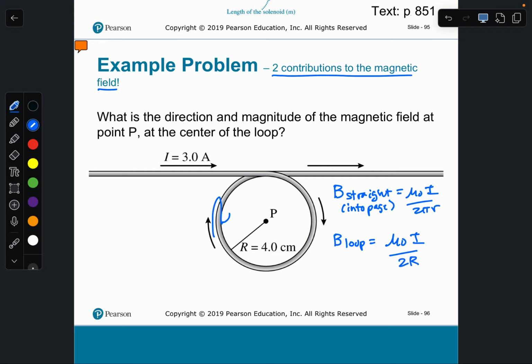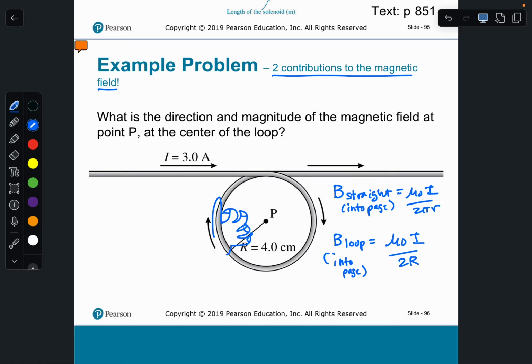See if I can draw that. There's my weird fingers. They're like witches' talons. So also into the page. So I'm going to add these 2 up together. They're not going to be subtracted, right? They're just going to be added together, and I know that my total magnetic field is going to be some total value pointing into the page.